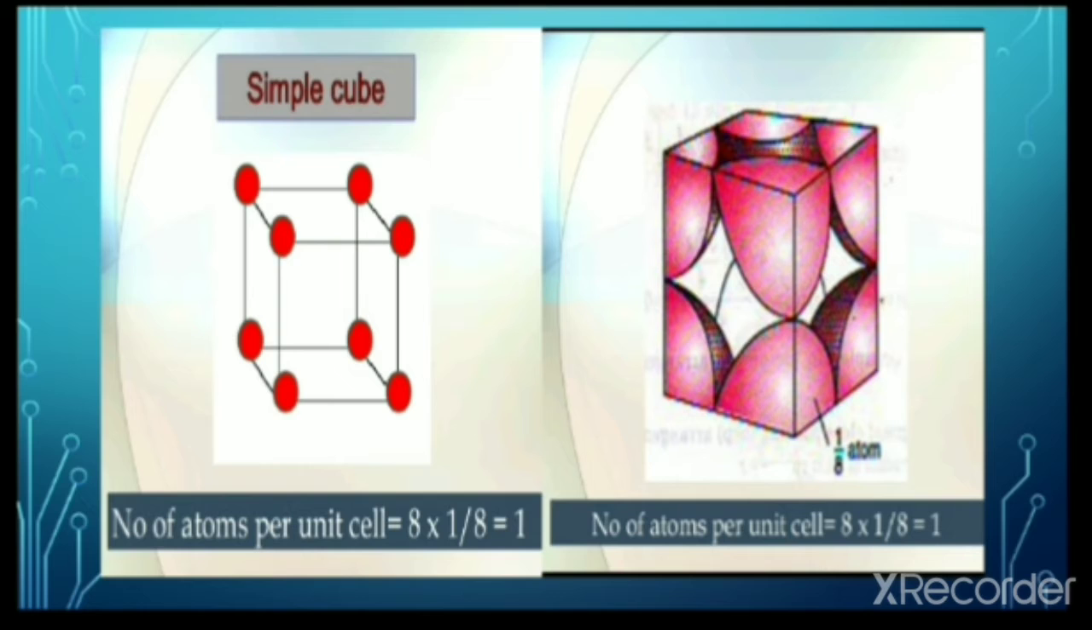A primitive cubic unit cell has been depicted in 3 different ways. Such structures are called open structures.